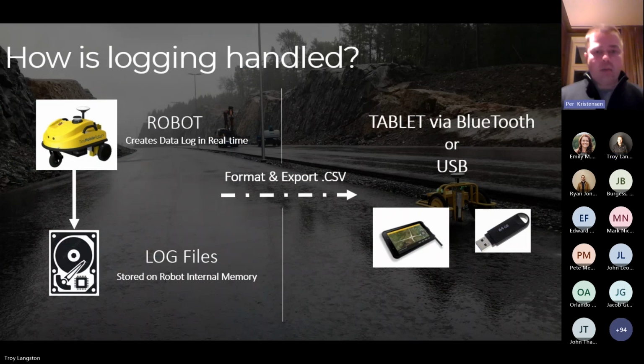So first of all, how will logging be handled on the robots? Basically, the data log will be created in real time on the robot, and it will be stored in the internal memory of the robot, meaning it's not being sent to a cloud somewhere. So the data log will be your data. You can then access your log files on the robot with the tablet communicating with the robot, where you can format or choose the data you want exported from a given file and export it to either the tablet via Bluetooth, or transfer it directly to a USB stick that you insert into the robot. The format that you will be getting the file in is CSV.